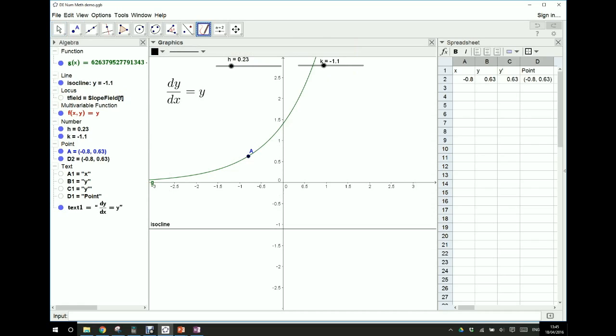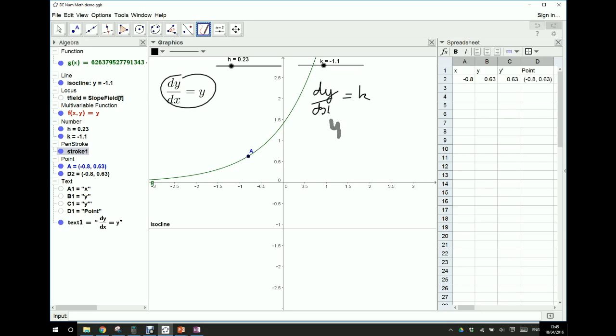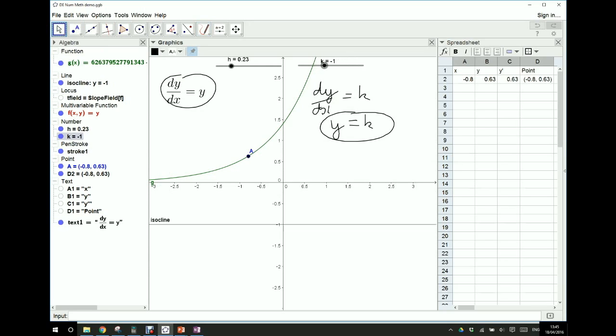The isoclines are where the gradient is a constant. So in our case, it's where dy by dx equals some constant k. And looking at the equation, that is equivalent to saying y equals k. And you recognize that, I hope, as a straight line. In fact, it is precisely these straight lines that are moving up and down. A different differential equation will give you different isoclines. It is really important that you recognize these things are not the solution curves.